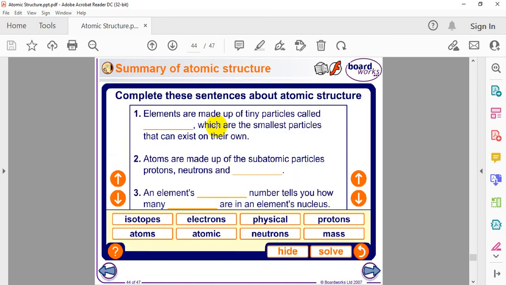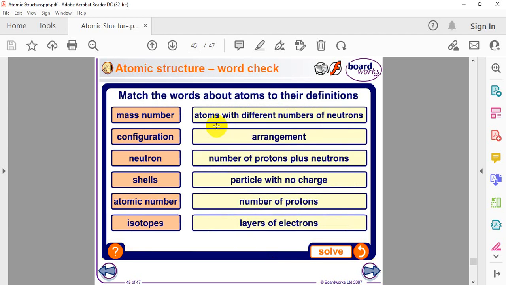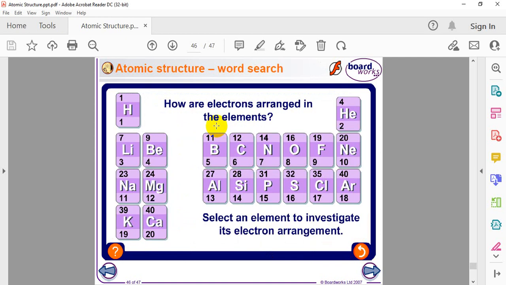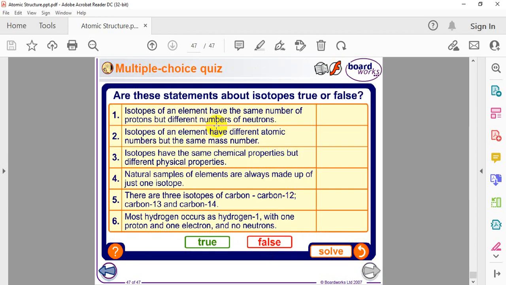Complete this sentence about atomic structure. Assignment. Match the words about atoms to their definitions. Assignment. Are these statements about isotopes true or false? This one is also an assignment.